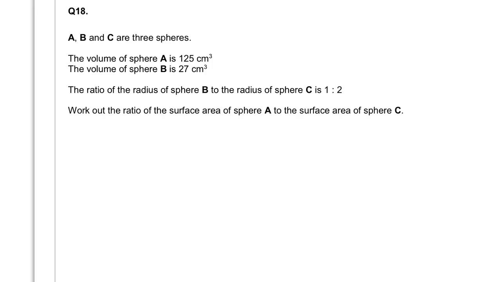Okay, question 18. A, B, and C are 3 spheres. Now, if you know me, you know I like drawings. And there we go. 3 spheres. The volume of sphere A is 125 centimeters cubed. So volume is 125, just 125. Volume of B is 27. Okay, guys, I think these are clearly getting smaller. These are not in the order that I drew them, but that's okay. It doesn't matter. You know, the fact that I'm drawing them is a thing.